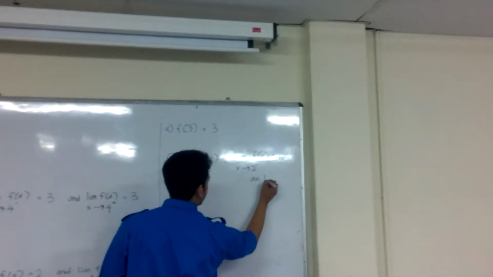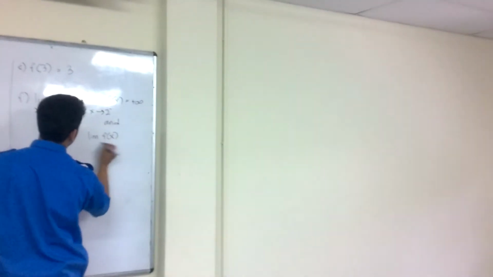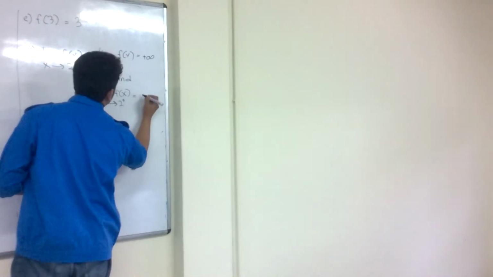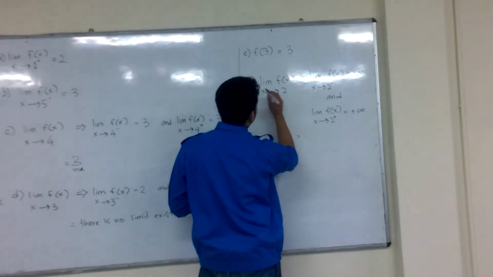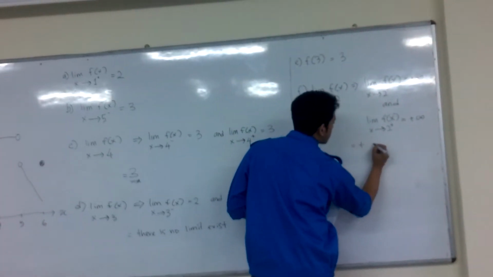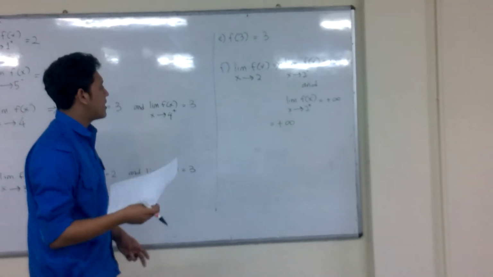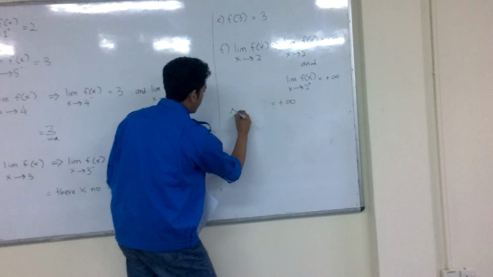and limit of f(x) as x approaches 2 from the right is also positive infinity. So the value is the same, so we can say that the limit of f(x) as x approaches 2 equals positive infinity.